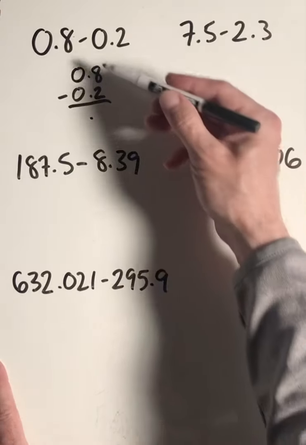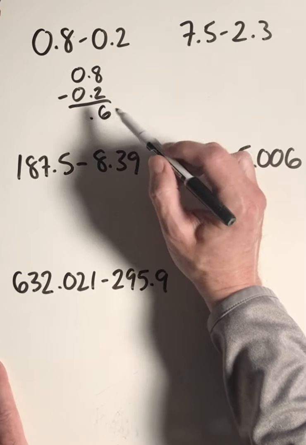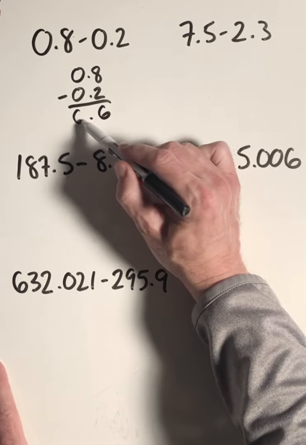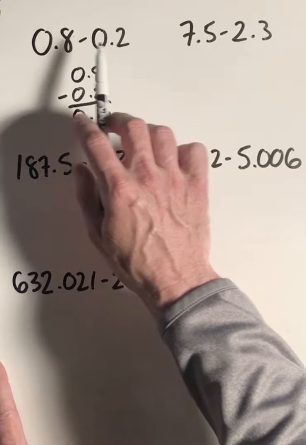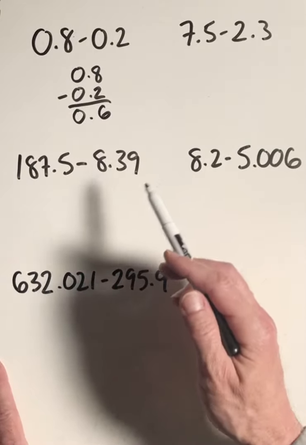Bring the decimal down. 8 minus 2 is 6. 0 minus 0 is 0. So 8/10 minus 2/10 would be 6/10.